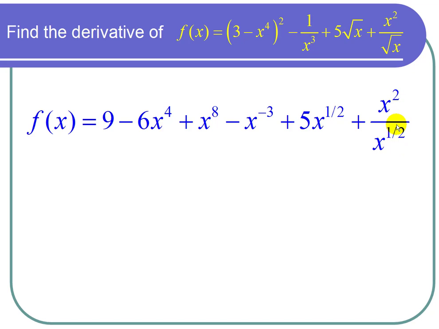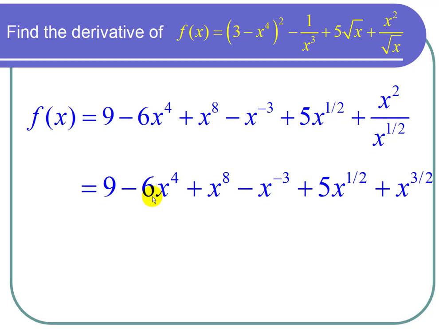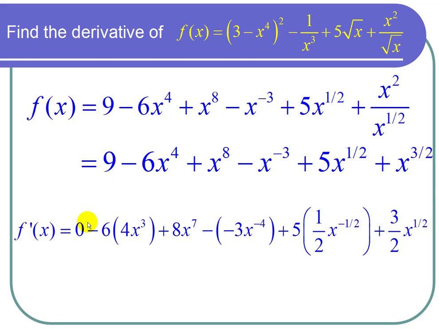So now I have my function written as a sum and difference of a bunch of multiples of powers of x. And now I can take the derivative. So the derivative of 9 is just 0, it's a constant. The derivative of x to the fourth is 4x cubed. The derivative of x to the 8th is 8x to the 7th. Notice that negative 3 minus 1 is negative 4. So I get negative 3x to the negative 4 for its derivative.